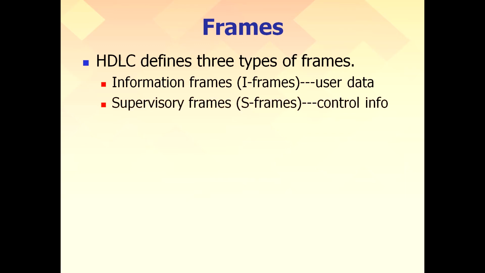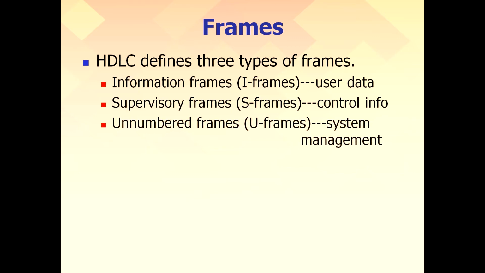Next one, supervisory frames, S frames. The S frames are used only to transport control information. And coming to the next one, unnumbered frames, U frames. The U frames are reserved for system management. Information carried by U frames is intended for managing the link itself.